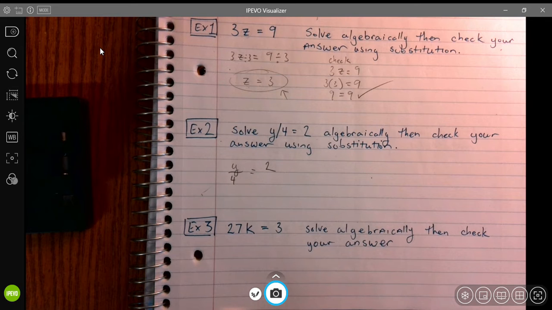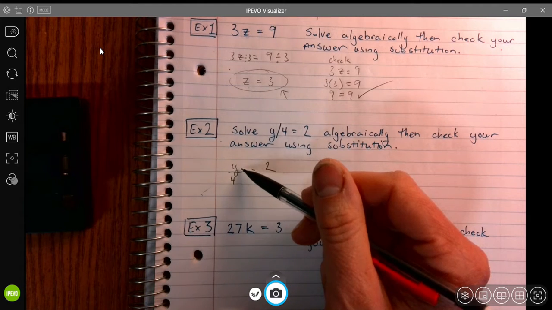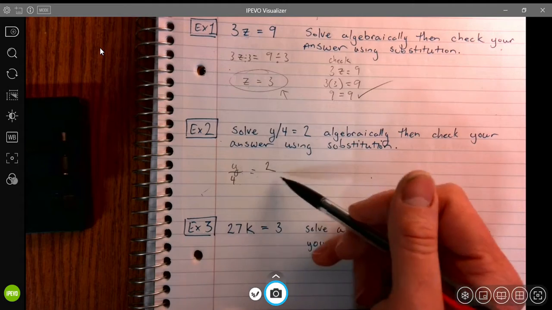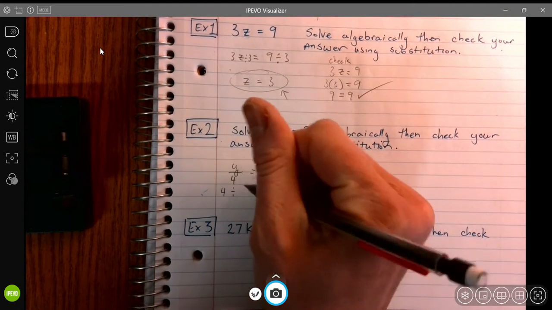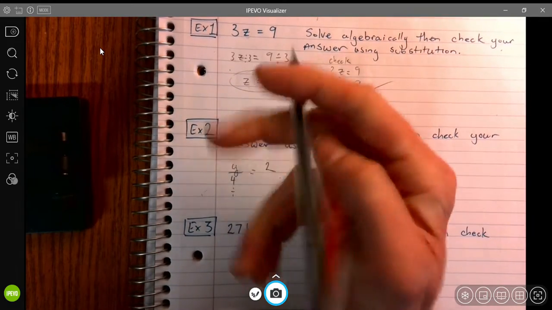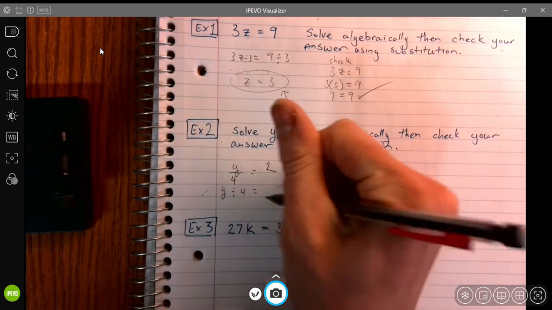Okay. Now we know that fractions can be read as division problems, and that'd be y divided by 4 equals 2. So I can rewrite this equation again. Oops, I'm sorry. It should be a y. Y divided by 4 is equal to 2.